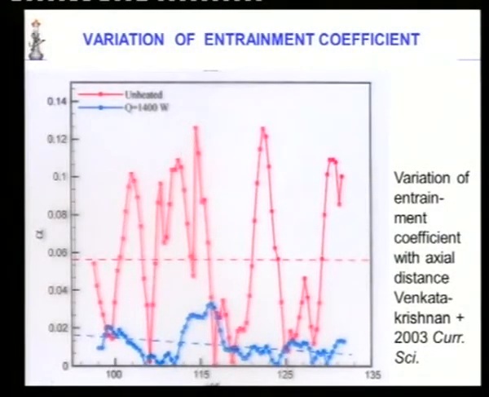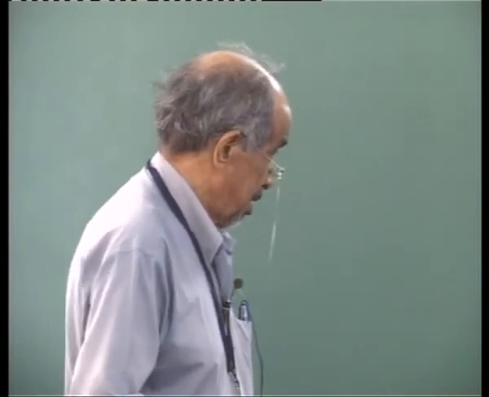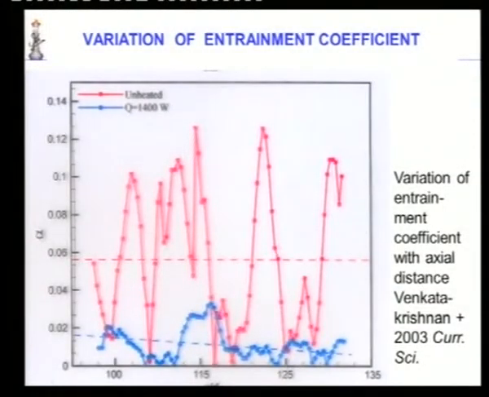And as you see here, this is all after the heating. The heating is behind here. So this is Z. And this is the entrainment coefficient. The unheated is a red curve. And you can see the large fluctuations in space. However, you can draw a mean line through it. And that mean line is what the textbooks usually quote. It's very close to the standard value for the entrainment coefficient for this flow. Once you put in the heat, that also fluctuates a great deal, as you can see here. But there's no question that the mean after the heating is actually considerably lower.